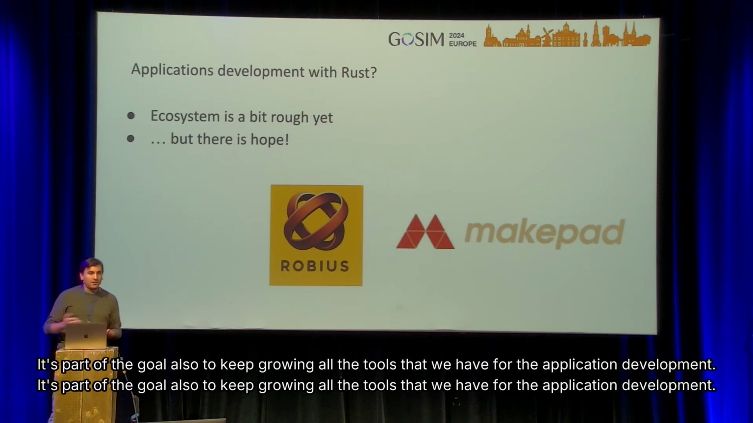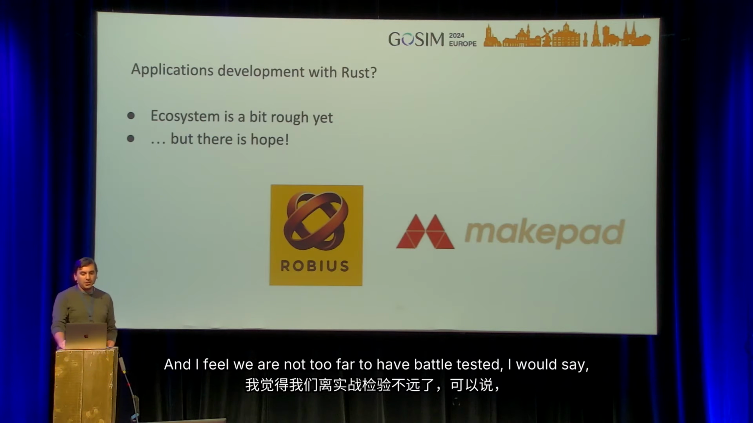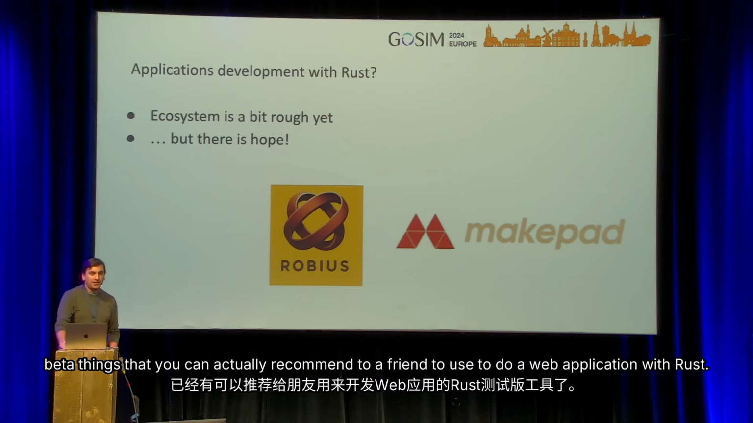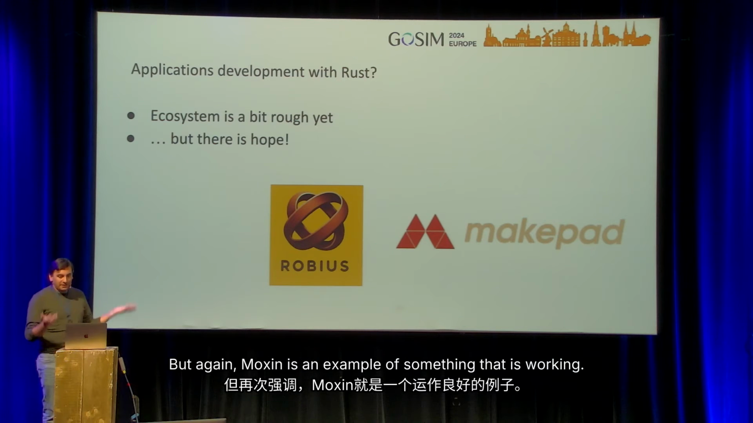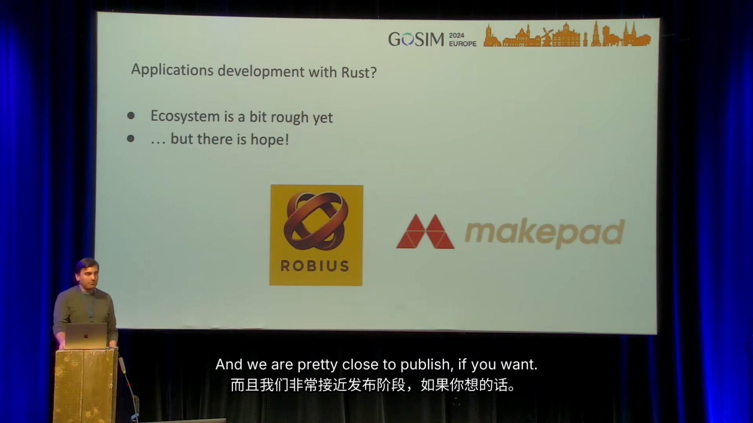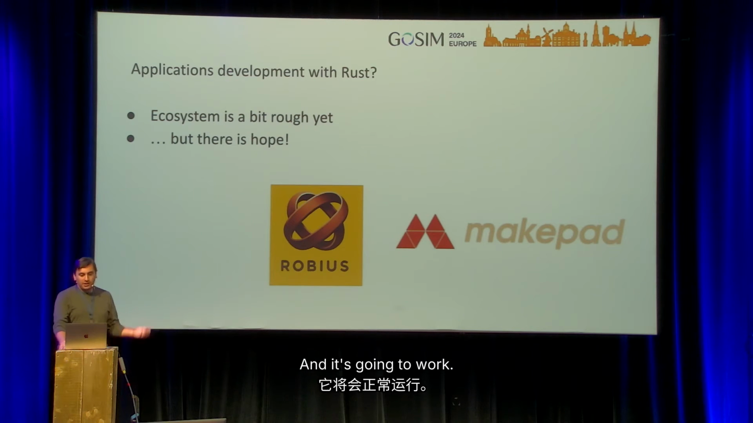And that's part of the goal. It's part of the goal also to keep growing all the tools that we have for application development. And I feel we are not too far from having battle-tested, let's say beta, things that you can actually recommend to a friend to build a web application with Rust. We are reaching that point, I would say. But again, Moxin is an example of something that is working, and we are pretty close to publishing it if you want. And you can download it, and it's going to work.